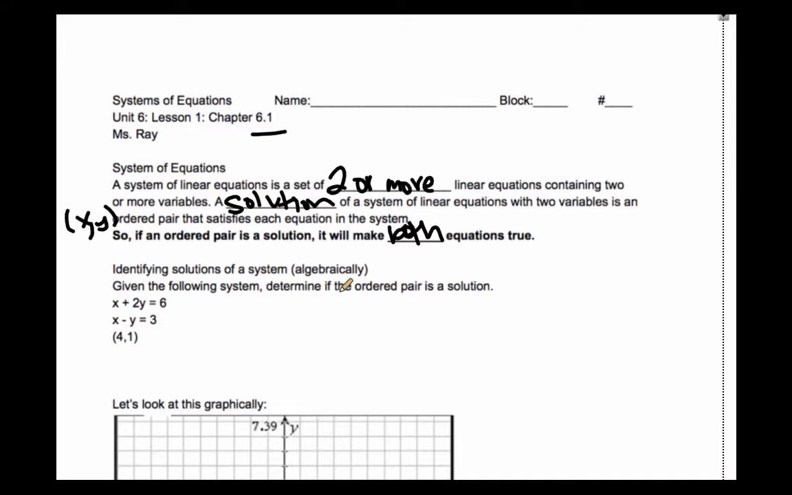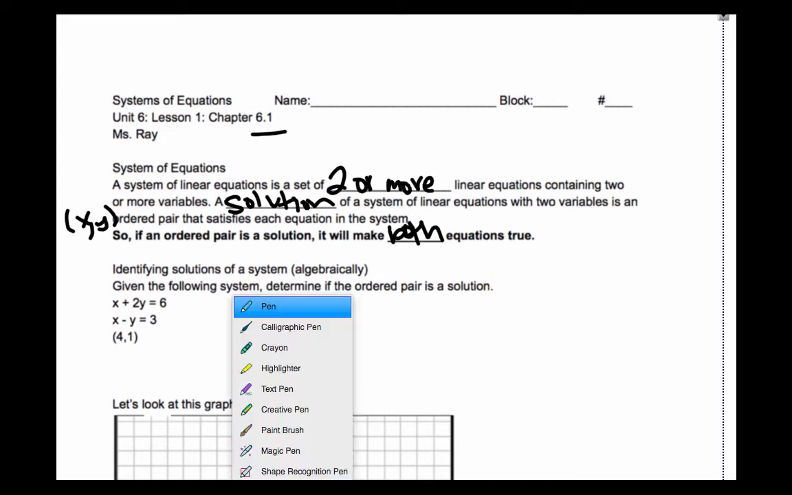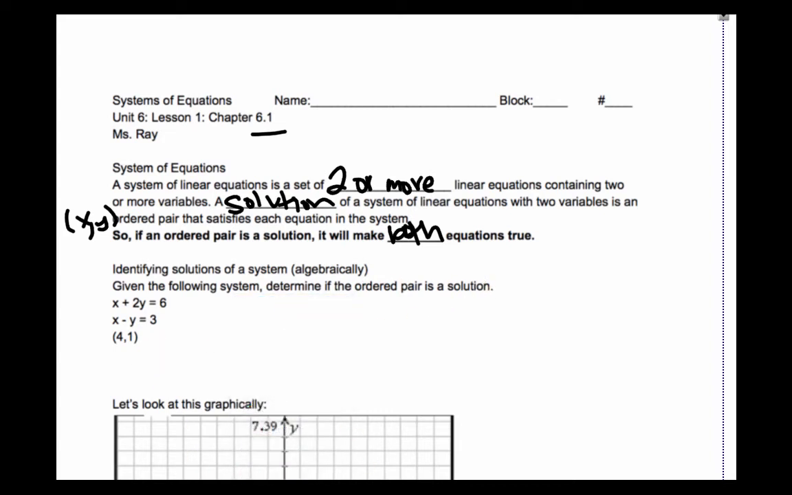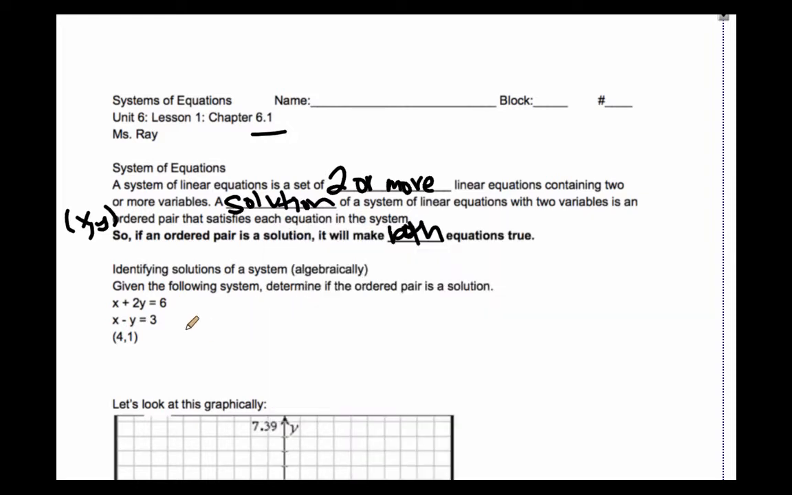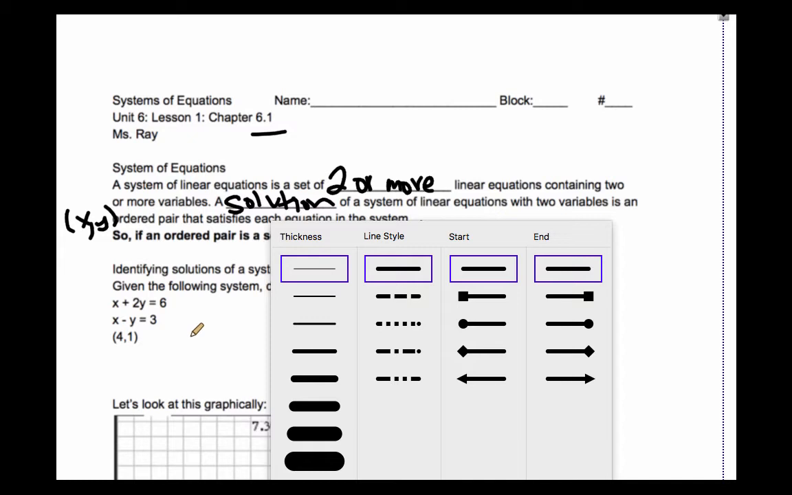So it says identifying solutions of a system algebraically. Given the following system, so what's the system? This is the system. You see we have two linear equations. So these two things, that's the system right there, two linear functions. Determine if the ordered pair is the solution. In order to do this, I need to plug in this point to both equations. First I'm going to do it for the first one.